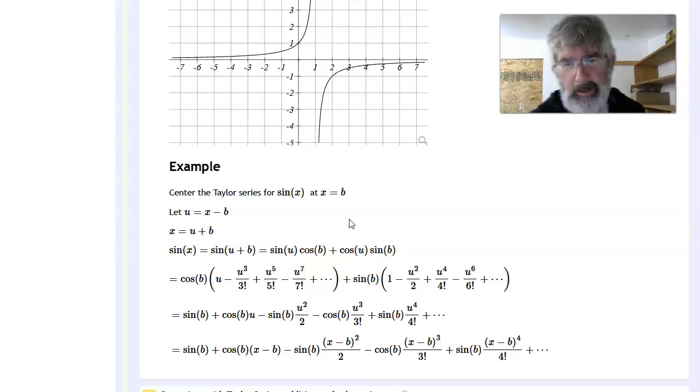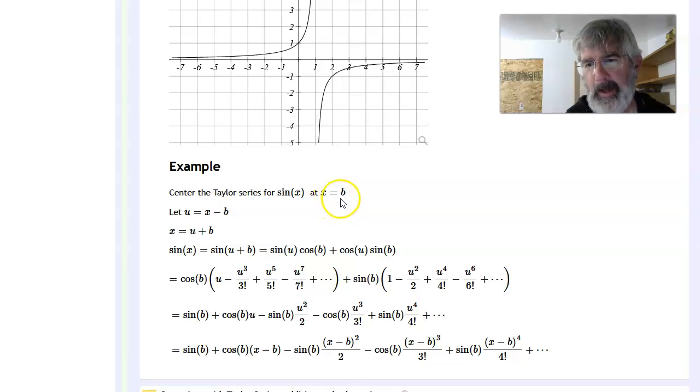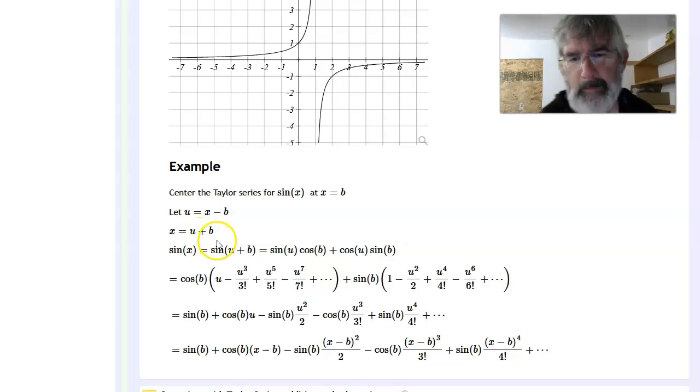So here we go. I'm going to try to center this at x equals b. So I'm going to let u equal x minus b. x is u plus b. So the sine of x, I'm going to substitute for the x here, u plus b. Then I'm going to use a property of sine, right?